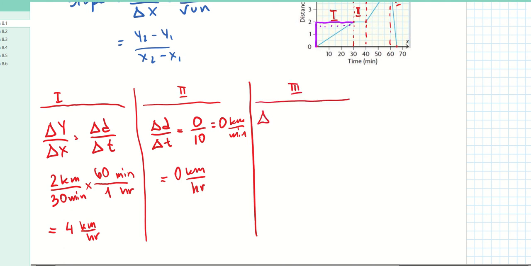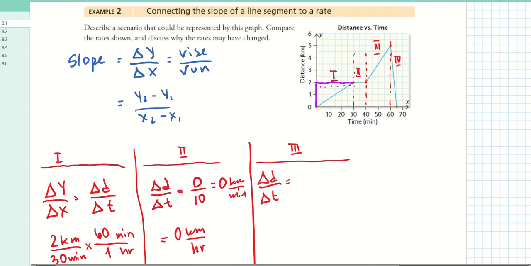So again, we're looking at delta d, change in distance, over change in time, delta t. So for the third interval, we have a positive slope here. And let's see, we can make this right angle triangle here, right? So we have 1, 2, 3, 4. So that's from 40 to 60 minutes. So that's going to be 20 minutes for our time. And for the distance, we went 1, 2, 3, 4, 5, 6 squares, but it's every 2 squares that's 1 kilometer. So that's 3 kilometers in total.